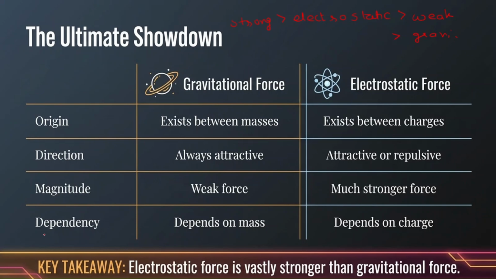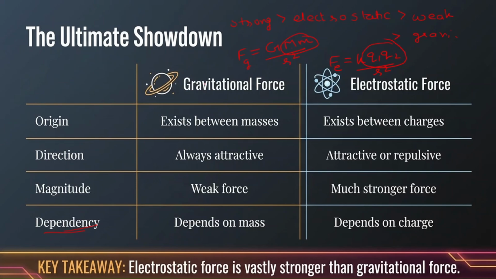Now, at the last, dependency. We know the gravitational force is given by G M M upon R square, where G is the gravitational constant, and these are the first mass and second mass, so it depends on mass. On the other hand, the electrostatic force is given by K Q1 Q2 upon R square, which depends on Q1 and Q2.